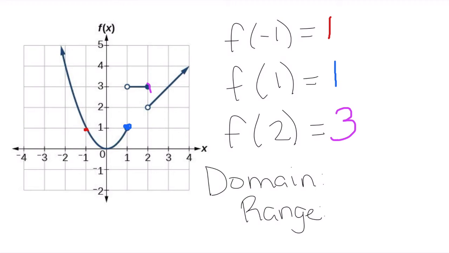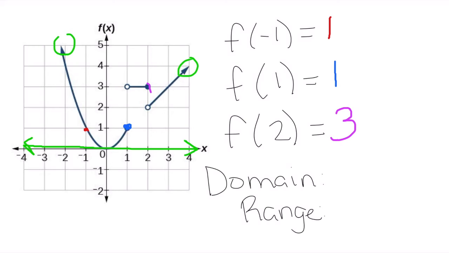Now let's look at the domain and the range. So remember, domain is your x values. So we want to look at how far to the left and how far to the right this graph goes. Well, we can see that there is an arrow that shows that this graph is going to continue forever to the left. And there's an arrow on this side as well that shows that the graph is going to continue forever to infinity to the right.